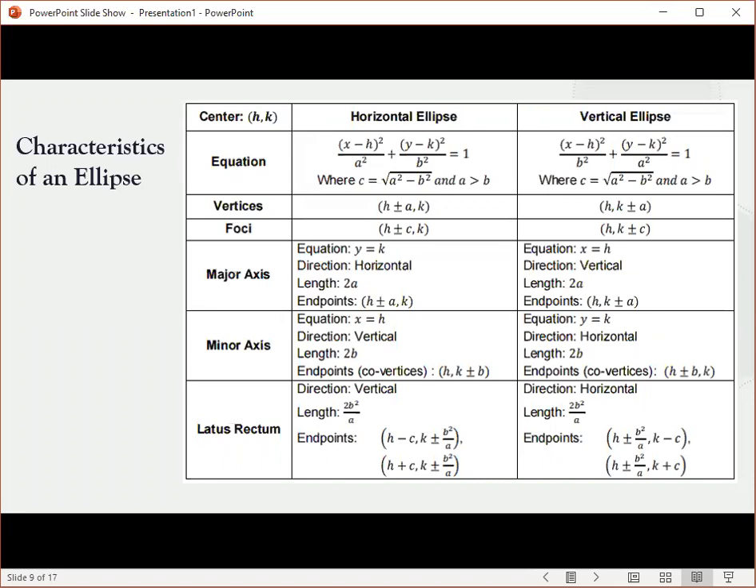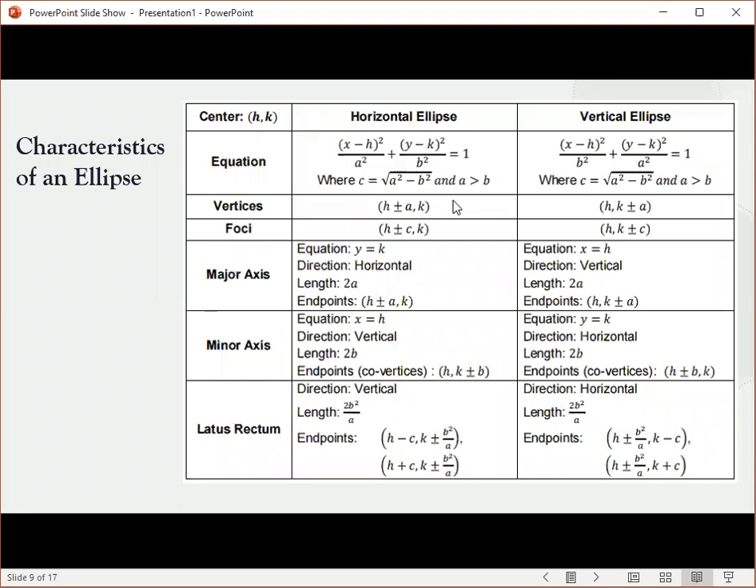However, on the vertical ellipse, the denominator of the first component is b squared. And the denominator of the second component is a squared. The first component, I am referring to the x. The second component referring to y.